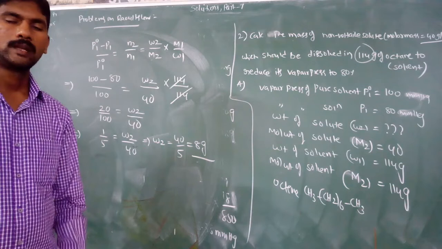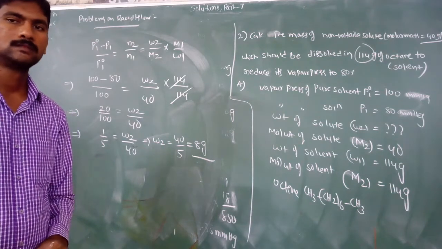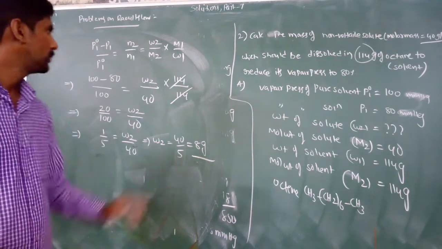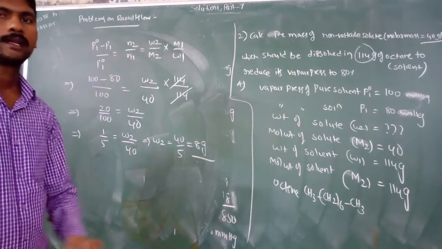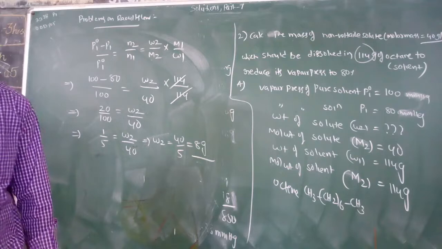These two are very important problems of Raoult's law. For a non-volatile solute, P01 minus P1 by P01 is equal to N2 by N1. These two are important problems of Raoult's law.